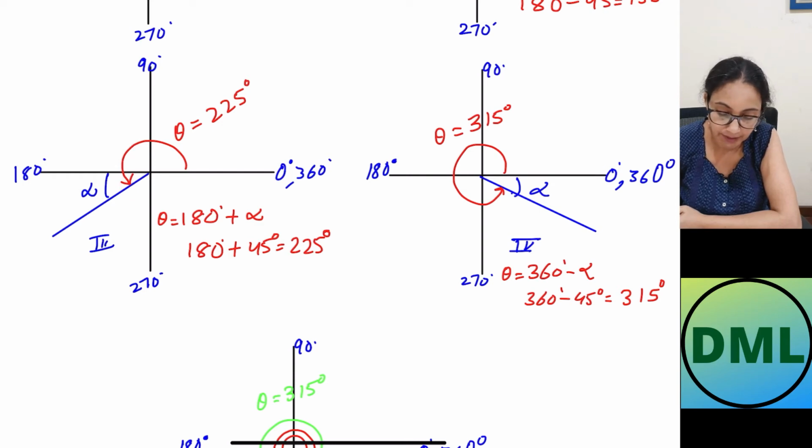Now if I see my basic angle alpha in the fourth quadrant, this is my alpha here. To get the angle theta from this portion, I need to subtract alpha from 360 degree. Then I'll find out my angle theta here. So theta will be given by 360 degree minus alpha. Alpha is 45 degrees, so it will be equal to 315 degrees here in the fourth quadrant.